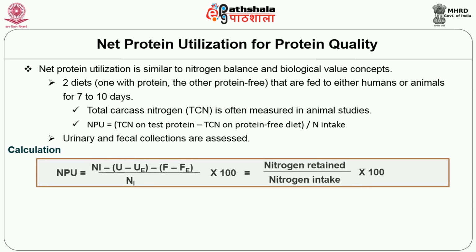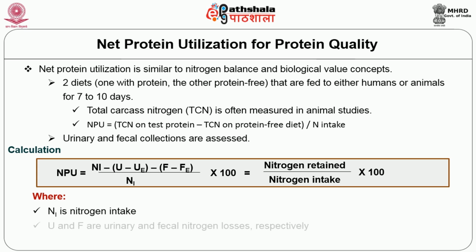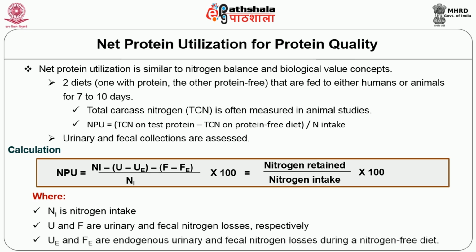In this formula, nitrogen retained divided by nitrogen intake, ultimately multiplied by 100, gives you the net protein utilization. We know how much nitrogen we have fed to the animals, and we also have the total carcass nitrogen that is retained, and we multiply by the factor 100 so that you get the net protein utilization. Here also in this formula, Ni is nitrogen intake, U and F are urinary and fecal nitrogen losses respectively, and UE and FE are endogenous urinary and fecal nitrogen losses during a nitrogen-free diet, which can be assessed.